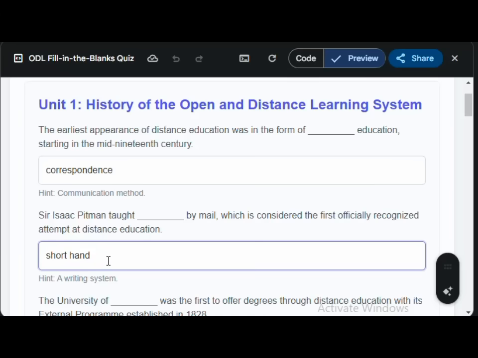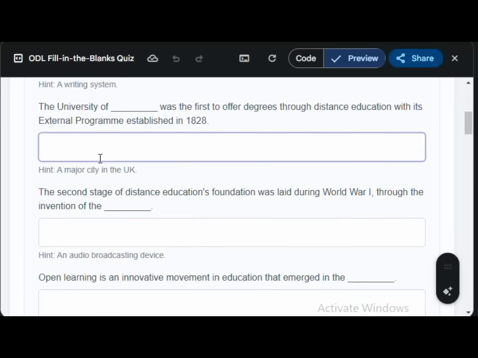According to the courseware, it must be in full, not in a space. So this is the right answer, shorthand. Question 3. The University of dash was the first to offer degrees through distance education with its external program established in 1828. The answer to this is London.